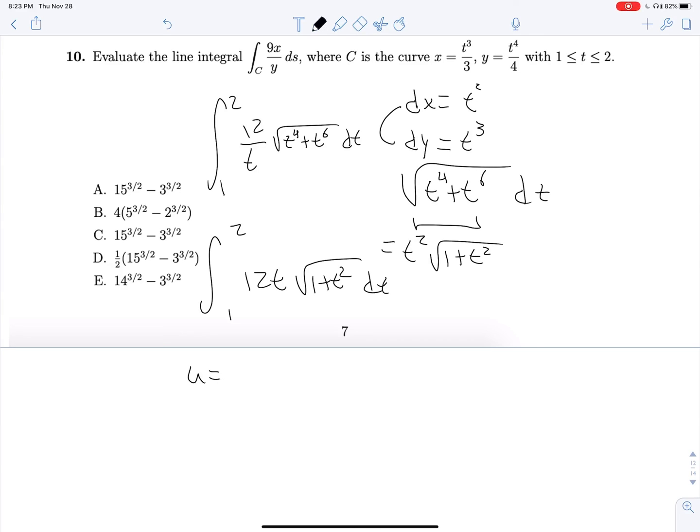U is equal to 2. Oh my god. Oh, I'm so tired already. I'm sorry. So many tiny little mistakes everywhere.